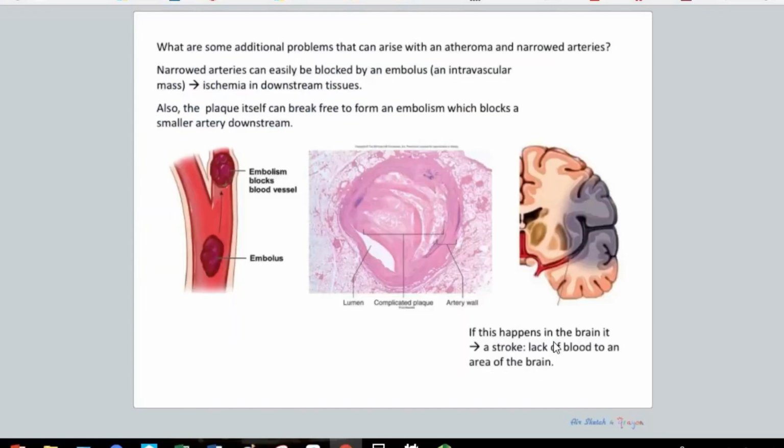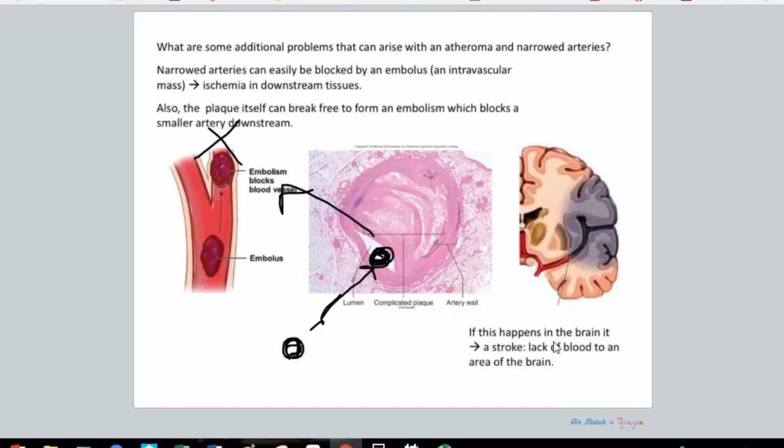Some additional problems that can arise from this. Here's a severely complicated plaque. This is a hardened, calcified atheroma, and that's all the lumen that we're left with right there. Okay, so besides the hypertension and the inability to expand and recoil, what's the problem with this? Well, an embolism or a traveling mass can travel down the blood vessel, and it can get caught there. And what that does is it cuts off blood to the downstream tissues, okay, which obviously is not good.